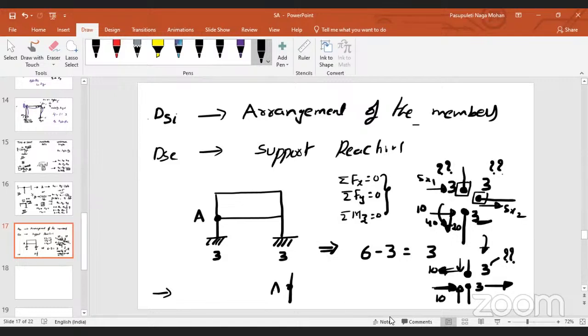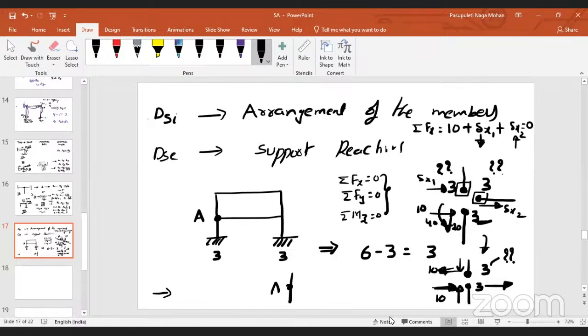Let us say this is delta x1, this is delta x2. If I apply that condition, sum of Fx, what will I get? At this joint, what is the x direction force? 10. At this node, what is the x direction force? Delta x1. In this, what is the x direction force? Delta x2. If I add those two, how much will I get? 0.